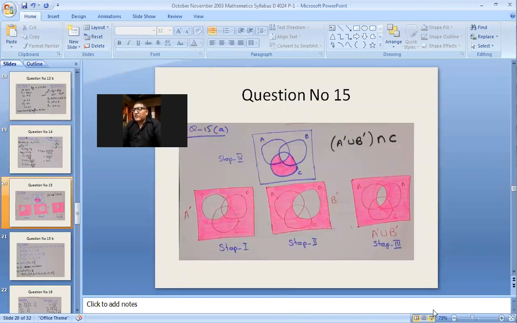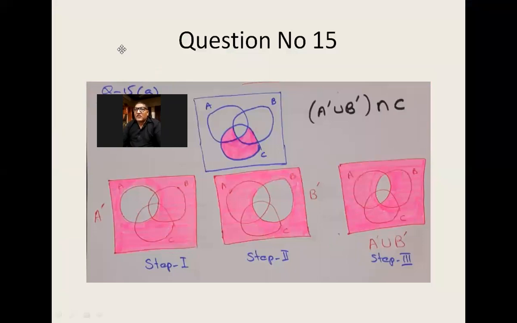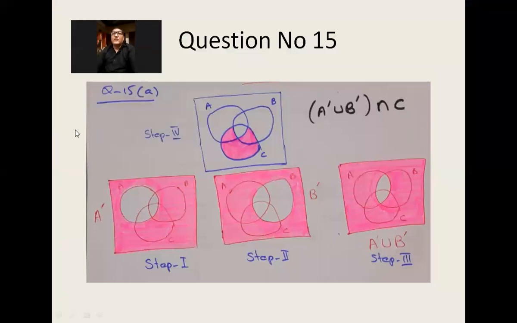So let me increase the size. So first of all, here we have question number 15. Because this is a little tricky, I have shown you the 3 steps by which I will get the answer. I want to find A complement union B complement whole intersection C. Here I have shown the A complement, here the B complement, and here I have taken the A complement union the B complement.